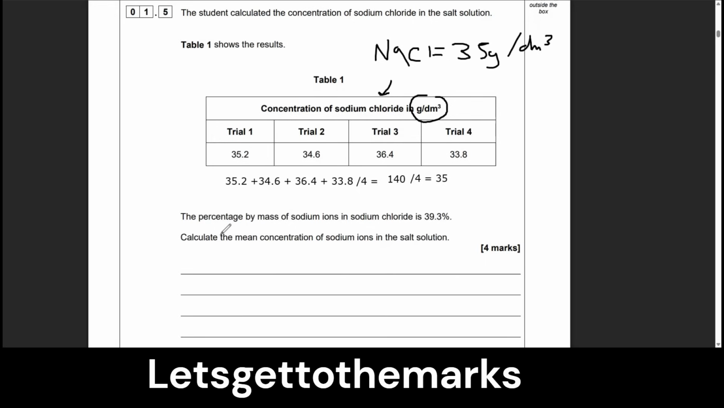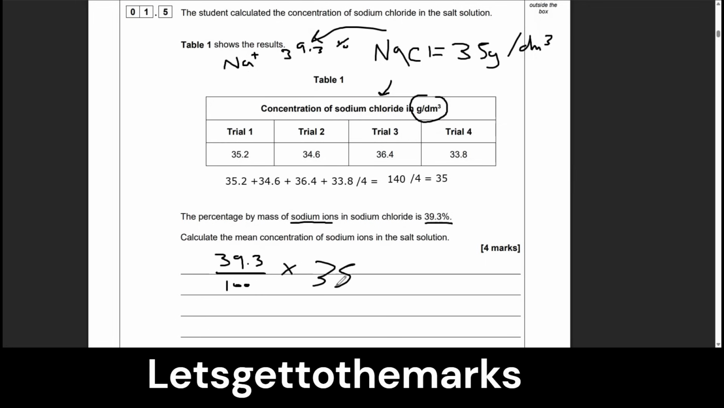Now they're asking us, well, we know the percentage of sodium ions. Now sodium ion is different because it's lost an electron, so it's an ion. Right, now we know that of that, 39.3% is sodium ions. So I just need to do that times 39.3. So we're going to do 39.3 over 100. When you multiply by a percentage, you divide the percentage by 100 and then times 35.